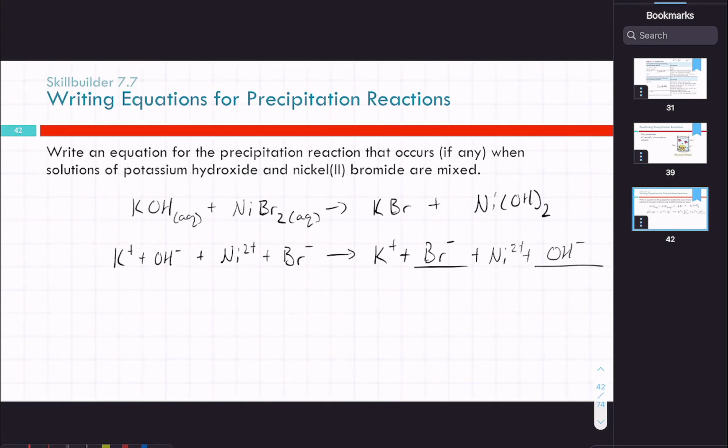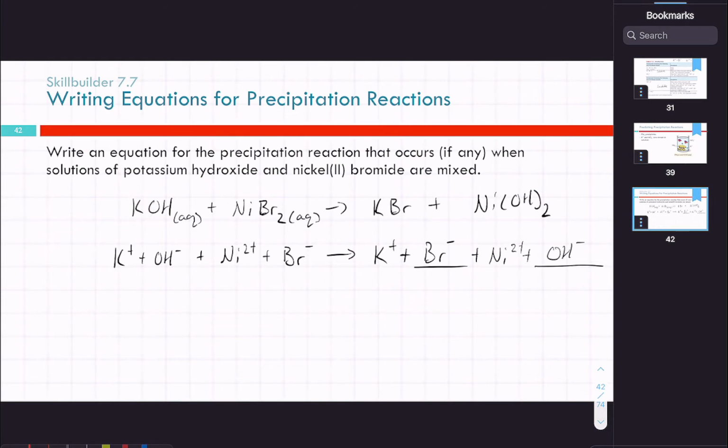So we don't have any free elements. Remember, free elements we want to balance last. And before those, we balance anything that's in 2 compounds on either side. We don't have either of those cases, so we can kind of start anywhere. I'm just going to generally start on the left.